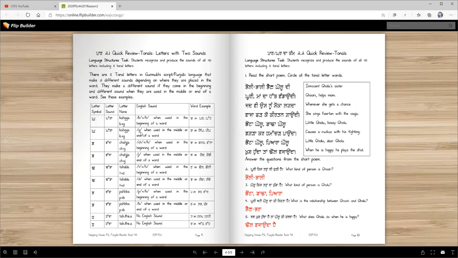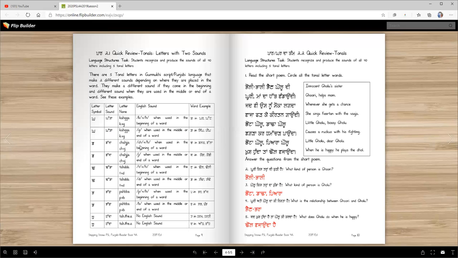Gagga makes a sound g when it's used in the middle or end of a word. So gagga as in sing. Say the word sing. No, you don't say sing, right? You say sing with a little bit of a in there, right? And then ping, ping is the swing, right? Good. Say sing, ping. Good job.